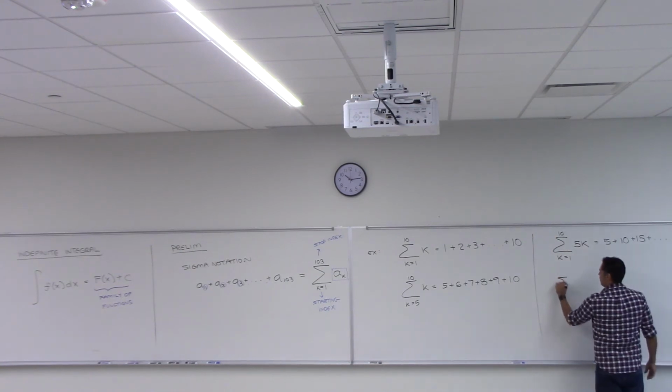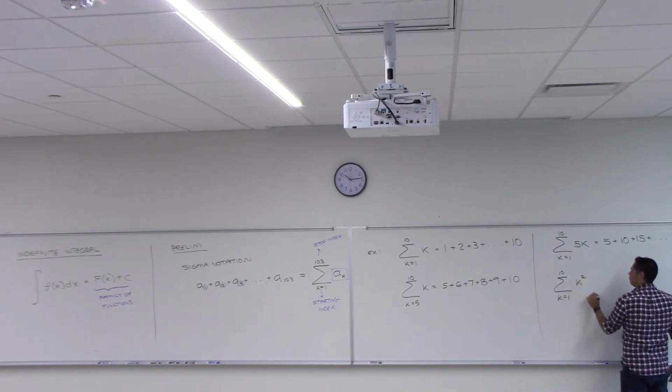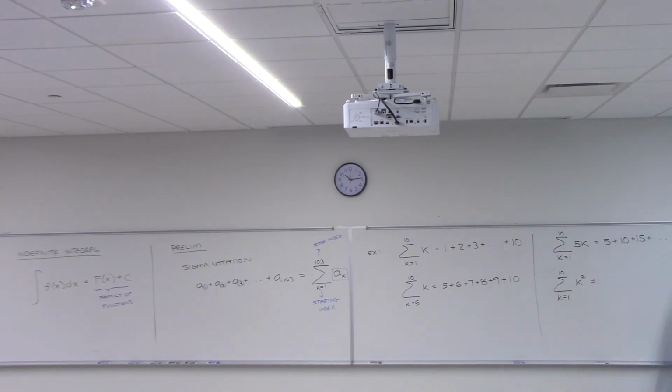I'll give you one more example. How about this one? Another famous one. We'll go to 10 again. How about K squared? That's 1 squared plus 2 squared plus 3 squared plus 4 squared, right? 1 squared plus 2 squared plus 3 squared plus, and I go and stop at 10 squared.